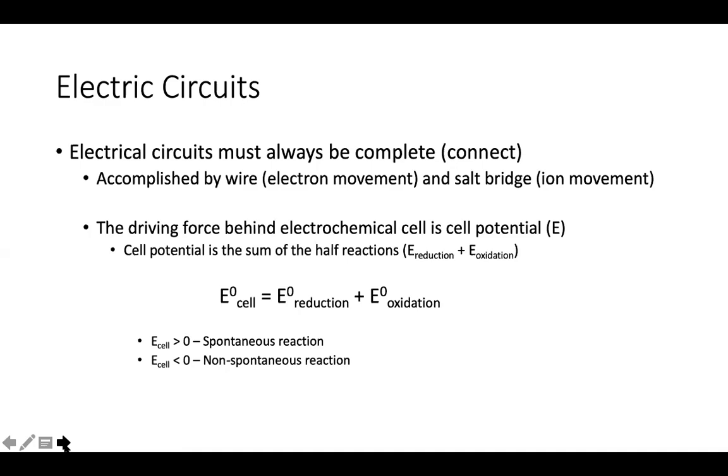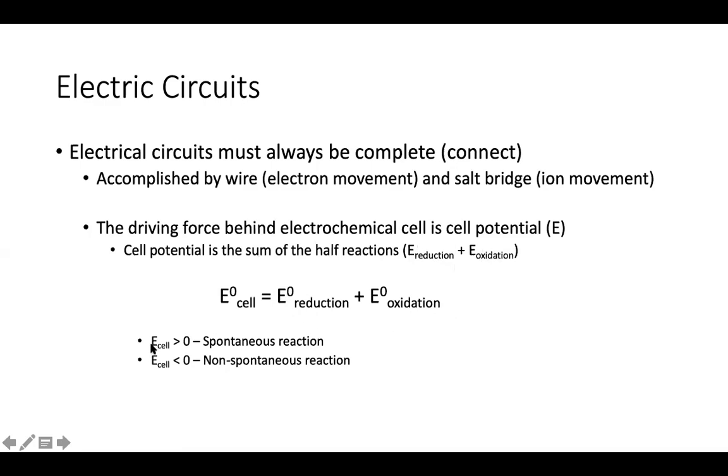In these electrochemical circuits, we have a complete circuit, and it's accomplished by both the wire, which allows electrons to move, and the salt bridge that allows the movement of ions. Now, the driving force behind these electrochemical cells is what we call cell potential, and we'll denote it with the letter E. The cell potential, or E for the entire cell, is going to be the sum of our two half reactions, our reduction half reaction and our oxidation half reaction. So that's this equation shown here.